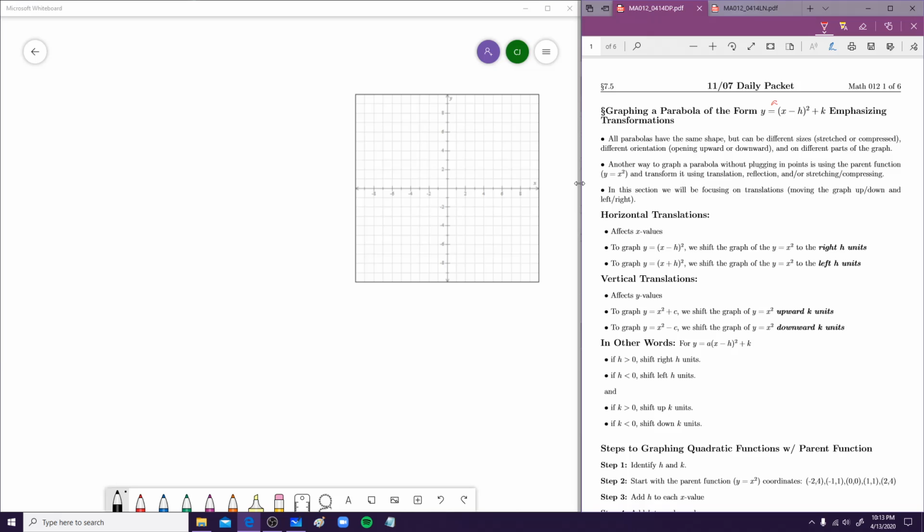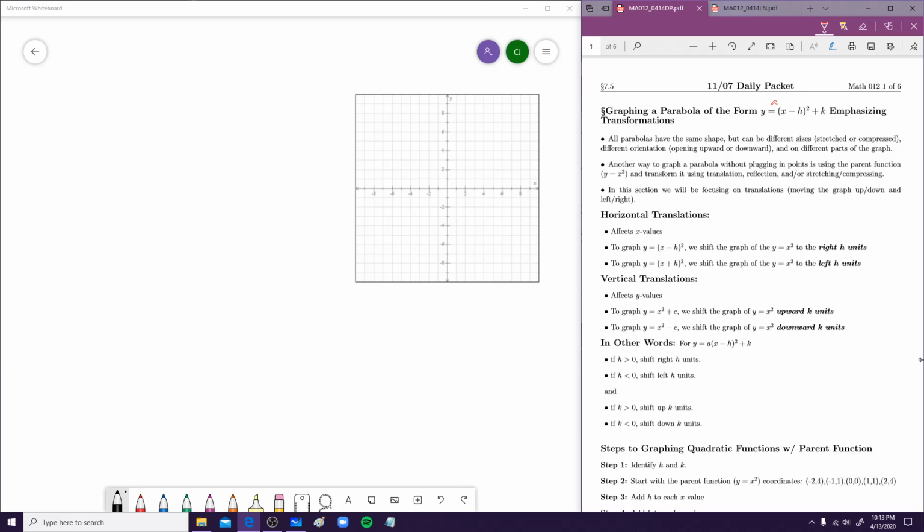So another way to graph, instead of just plugging in values, is to use the parent function, which I mentioned yesterday. We can take that parent function and transform it by using translation, reflection, and or stretching or compressing. What I'm going to be talking about is we're just going to be focusing on the translation. We're not going to be focusing on reflection or stretching, right?